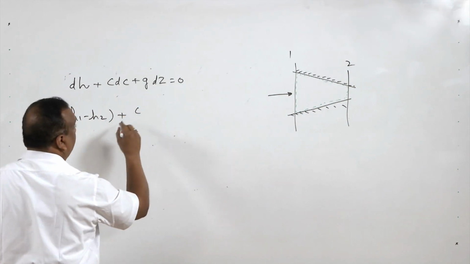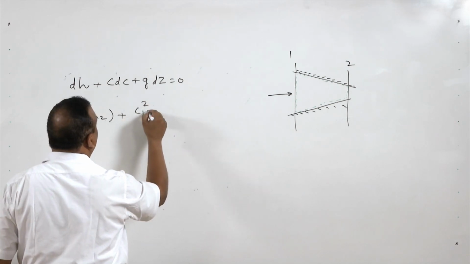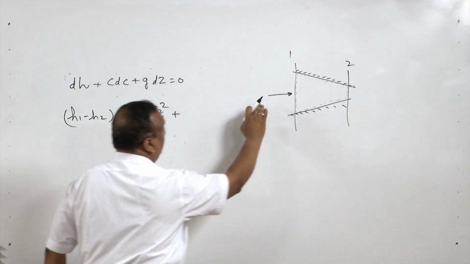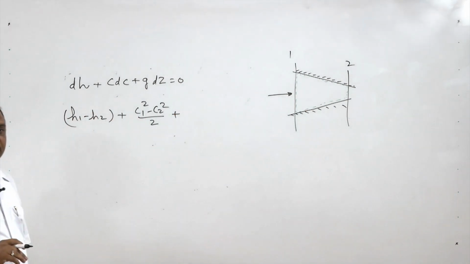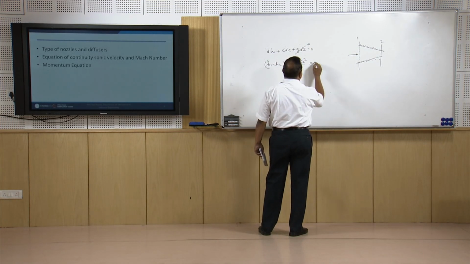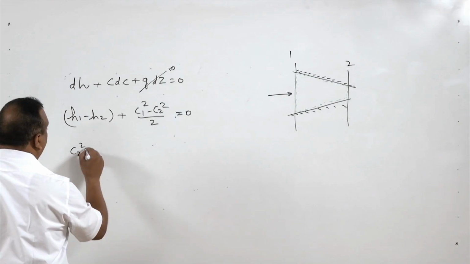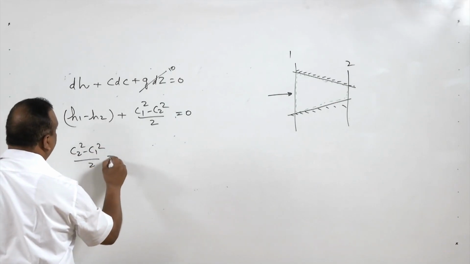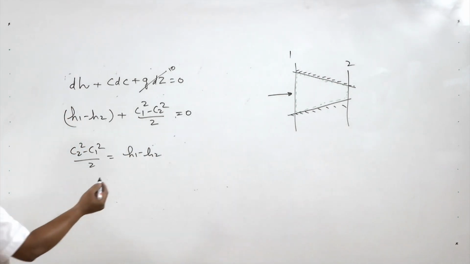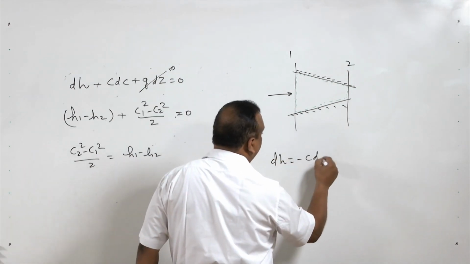plus (C1 square minus C2 square) by 2 plus GdZ, but because it is a horizontal direction, there is no change in the potential energy. So this can be taken as 0, or we can write (C2 square minus C1 square) by 2 is equal to H1 minus H2. In differential form, dH is equal to minus CdC.